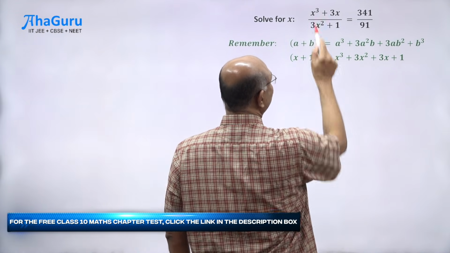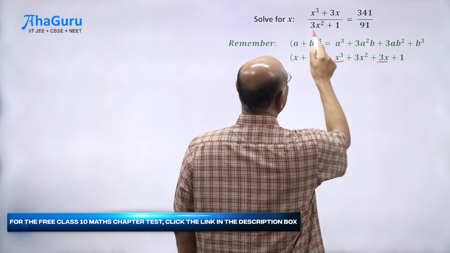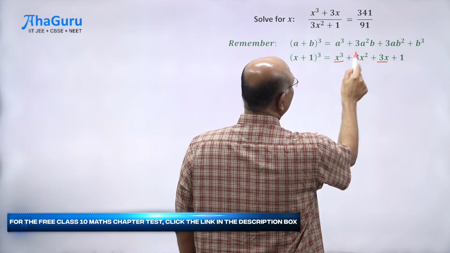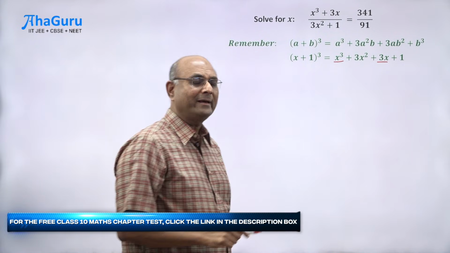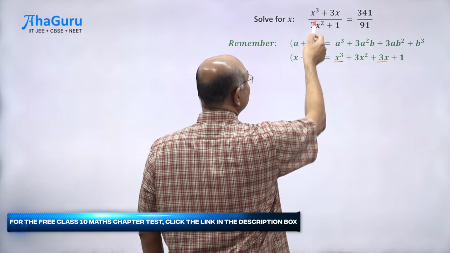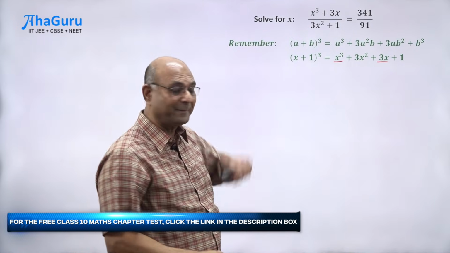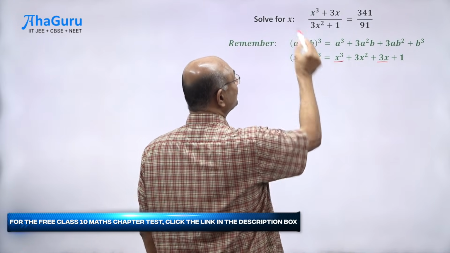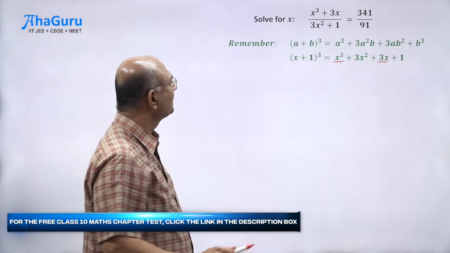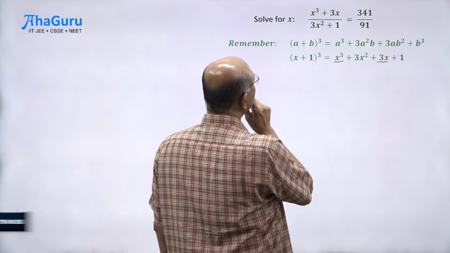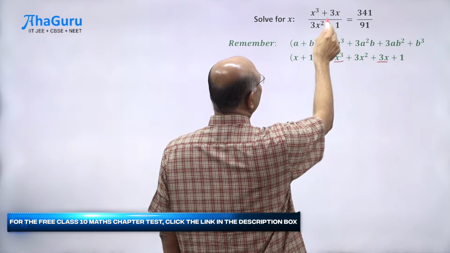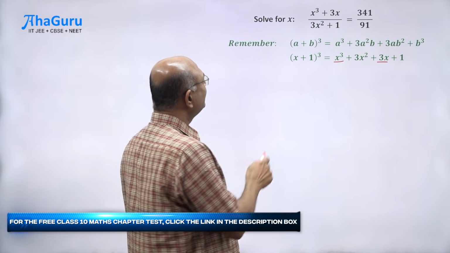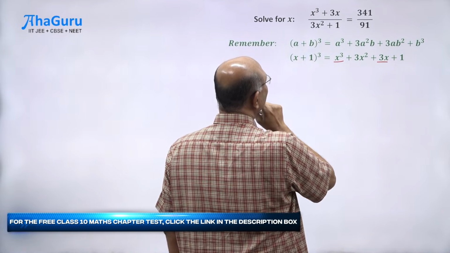You have x cube, 3x, and the denominator has 3x square plus 1. So actually, if I did numerator plus denominator, that will be x plus 1 whole cube. Okay. But then, when I add these two up, it will be easy. But then the denominator still has 3x square plus 1. What do I do then?